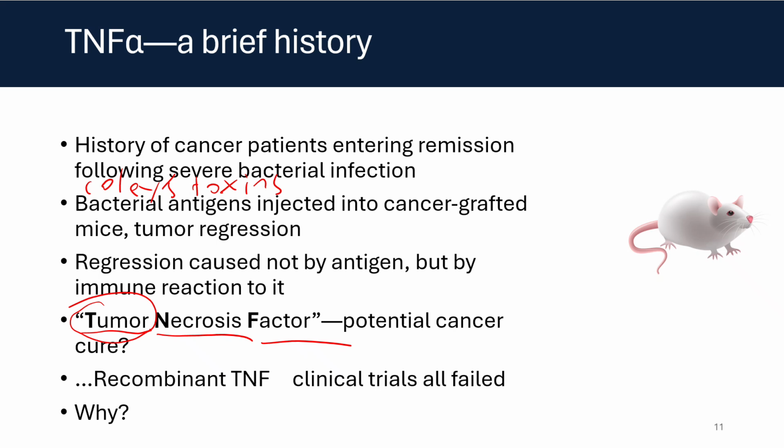Instead, the toxins rallied the immune system to produce a certain protein factor, and then that factor is what helped kill the tumors. And of course, the factor that they isolated was, you guessed it, tumor necrosis factor, hence the name. And oh boy, scientists were delighted.